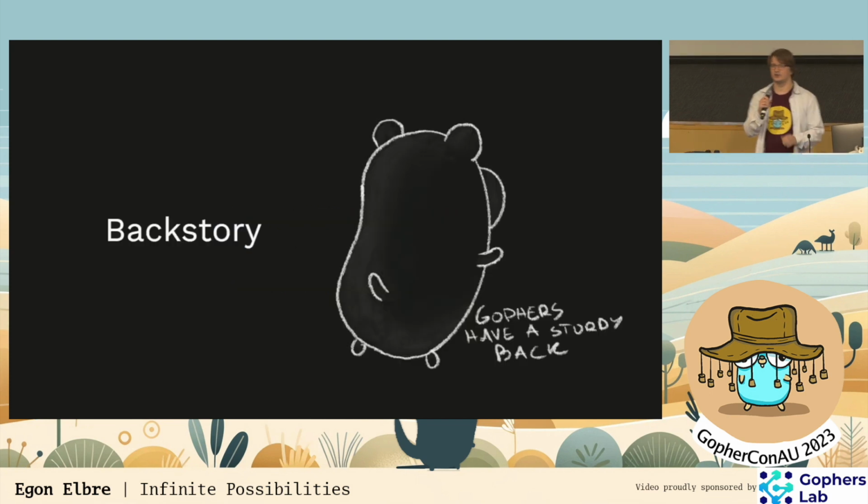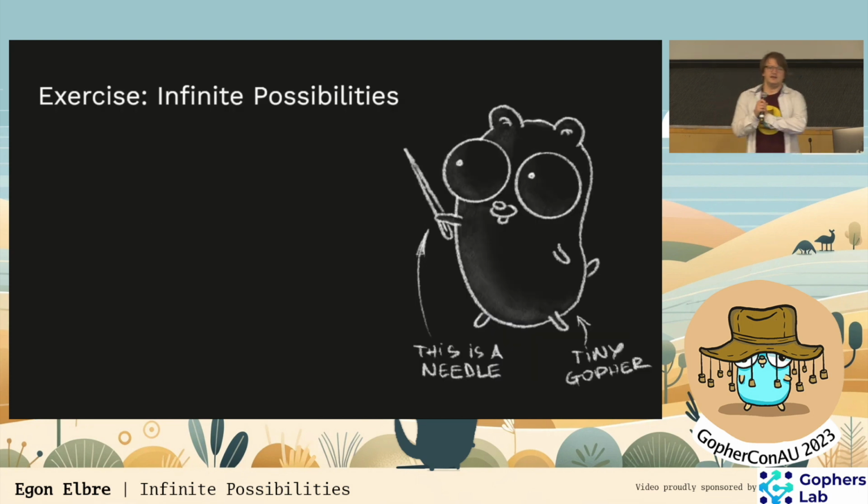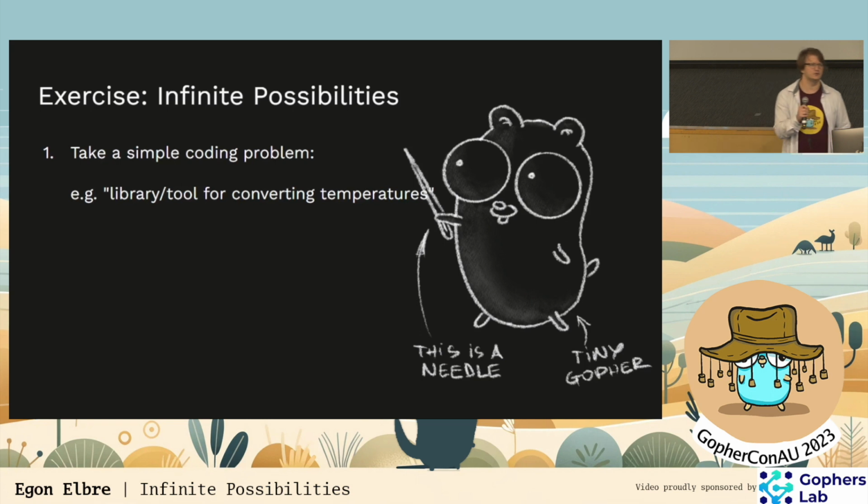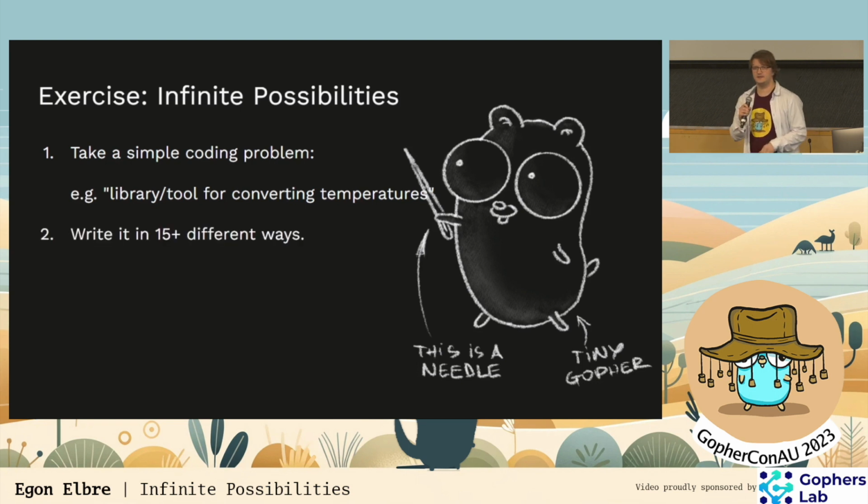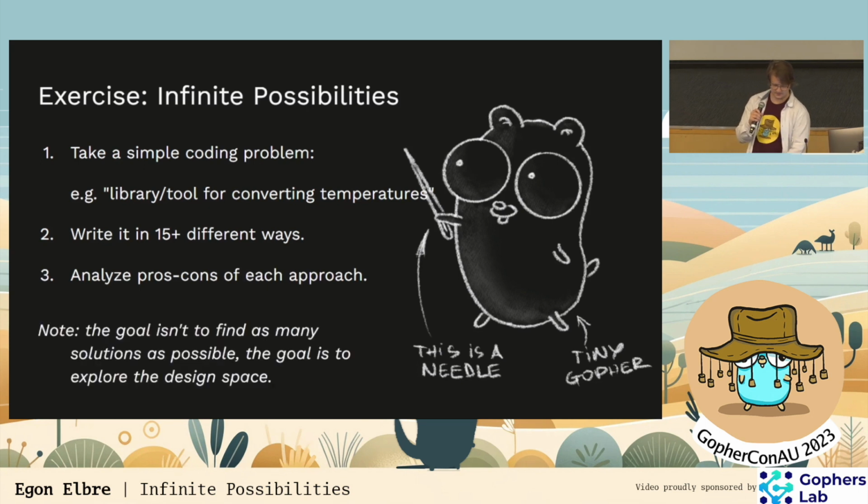Anyways, a little backstory. I quite often do mentoring, and I have two go-to exercises. Today we're going to talk about one of them, which is the infinite possibilities. It's a really simple exercise to state. You take a really simple problem. Let's say you want to convert from Celsius to Fahrenheit, right? Everyone knows how to do that. And then you write it in 15 different ways, or more if you're more experienced. And finally, you analyze what's good and what's bad about them. So the goal isn't to actually write these 15 different implementations, but to cover the whole design space of how code could be and can be.